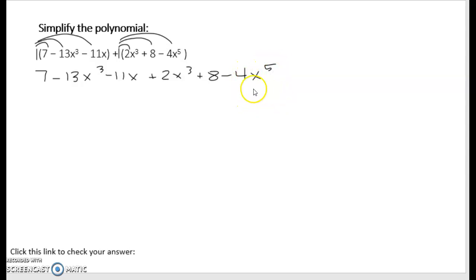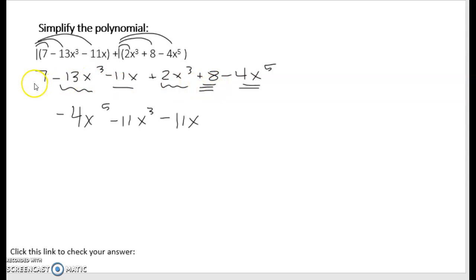We combine like terms, always starting with the highest exponent. X to the fifth comes first, and negative 4x to the fifth, it has nothing to combine with. Then we combine our x to the thirds, and we get a negative 11x to the third. Then we have a negative 11x with nothing else to combine with. And then lastly, I combine my constants, and I get a positive 15.